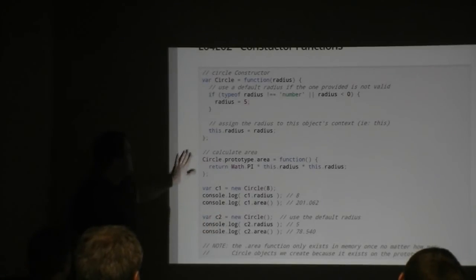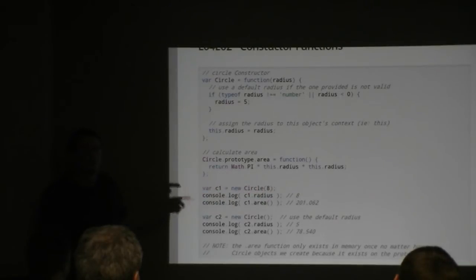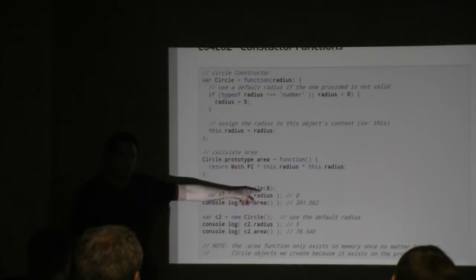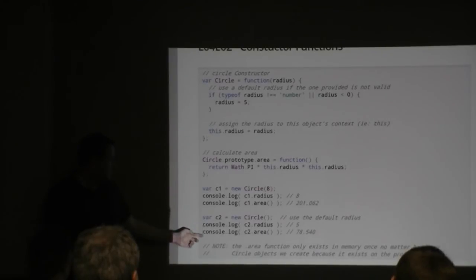The reason I brought this up: we're going to do Circle.prototype.area, and we're going to make a function that returns pi r squared, which last I checked was the formula for the area of a circle. We create a new circle, and we see we have the radius property. The radius is 8, which is the value we passed in, and then there's the area. C2 is a new instance of Circle. We didn't pass it a number, so it gets the default radius of 5. You can see that here. It's 5, and the area is this.